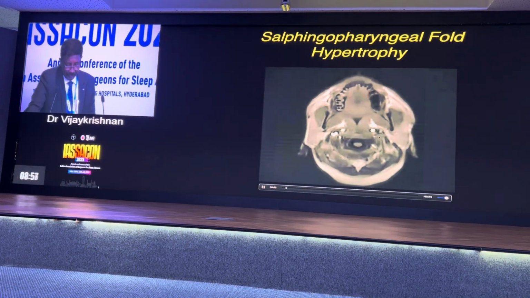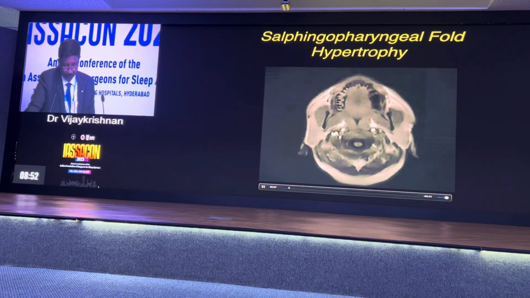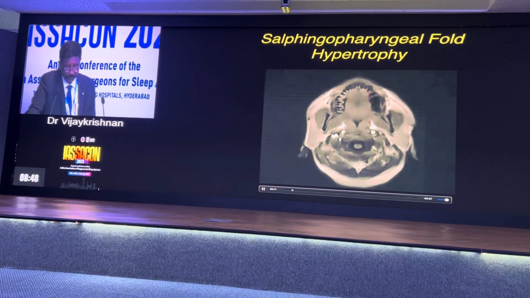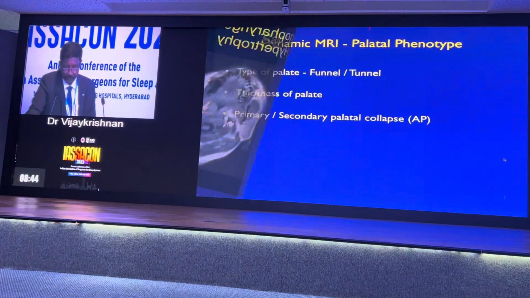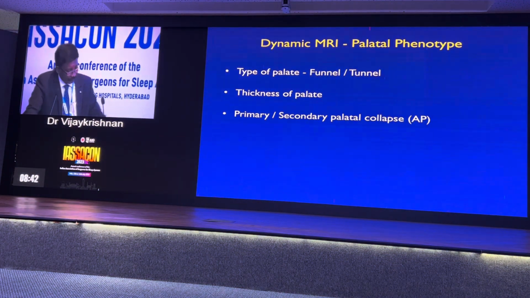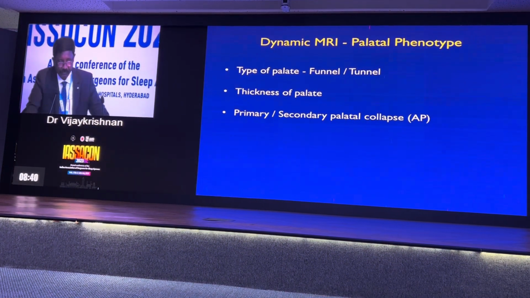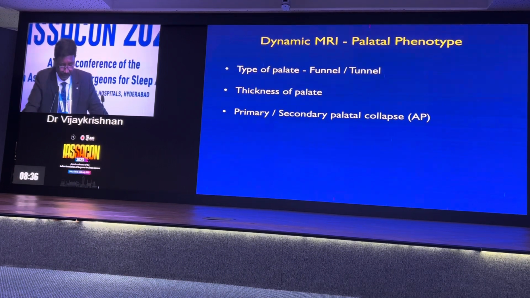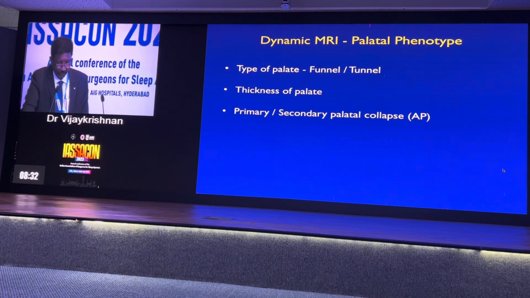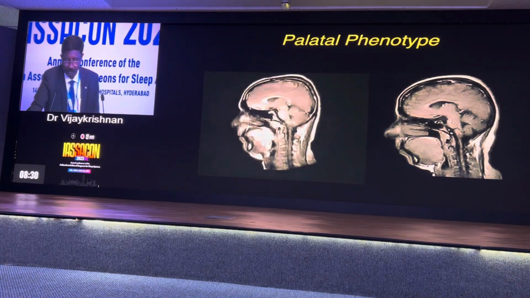And here you can see the salpingopharyngeal hypertrophy, beautifully described by Gus, which can also be seen in dynamic MRI in axial view. You can see the huge tonsil, huge salpingopharyngeal fold which is blocking the airway. And another beautiful part of dynamic MRI is we can assess the palatal phenotype. What Vikas was discussing, the funnel type and tunnel type, and the thickness of the palate, and also, as I told you, primary or secondary palatal collapse can be assessed.